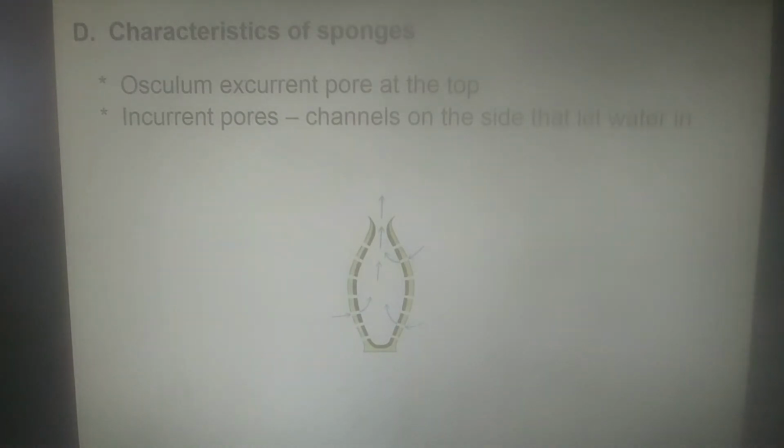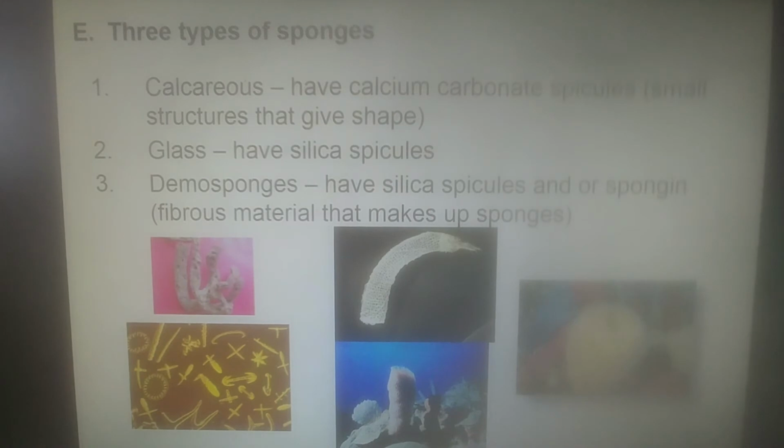But what's really cool, and also this big thing is the osculum. There's a hole on top, and it allows water to get sucked in through the sides and go out through the top. The idea is it simply filters everything out, okay? But the biggest thing here are the types of sponges. We've got something known as calcareous, glass, and demosponges.